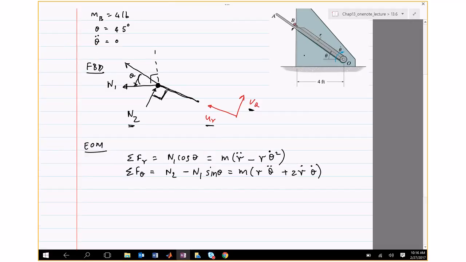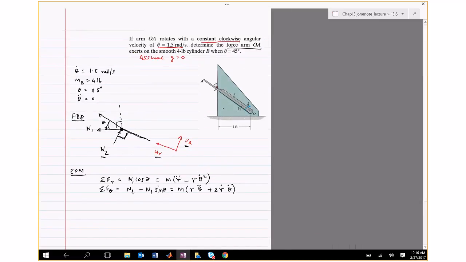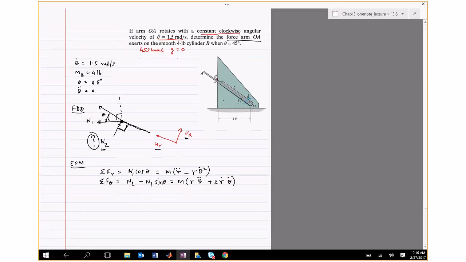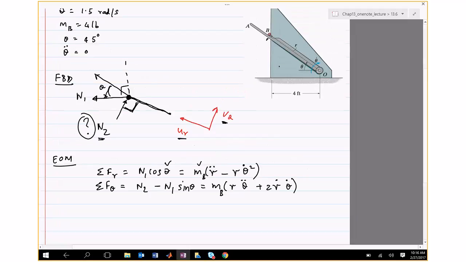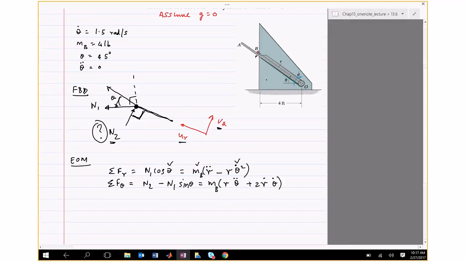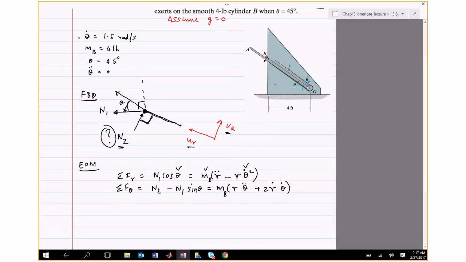Okay, so I think we are asked to find N1 and N2. Okay, only the force that OA exerts, so we are only asked to find N2. This is asked. So we're given theta. We're given the mass, we'll call that m_B. Do we know what r, r double dot and theta dot are? We know what theta dot is, clearly. We know that to be 1.5. It's written right here.